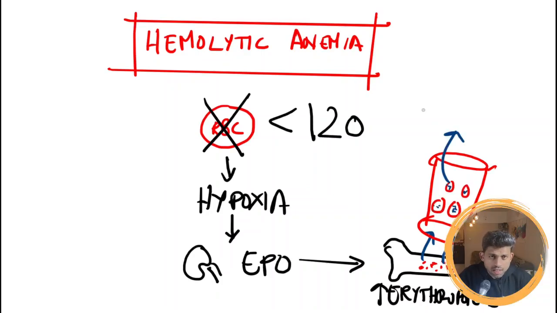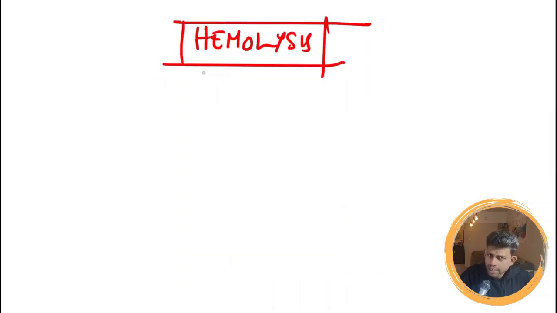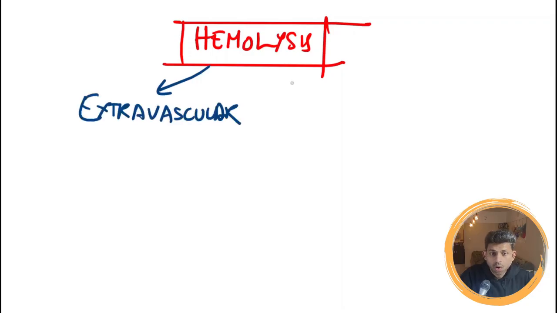These young RBCs are called reticulocytes. And reticulocytosis, or increase in reticulocytes in the peripheral blood, is a hallmark of all hemolytic anemias. Hemolysis, or destruction of RBCs, can be extravascular or intravascular.